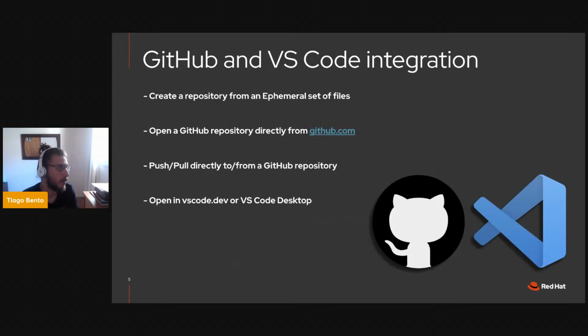So this is multi-file. We also have the GitHub and VS Code integration. So you can create a repo like we did. You can open a repo directly from github.com using the Chrome extension, and you can push and pull. And you can quickly jump to vscode.dev or VS Code desktop for that matter.